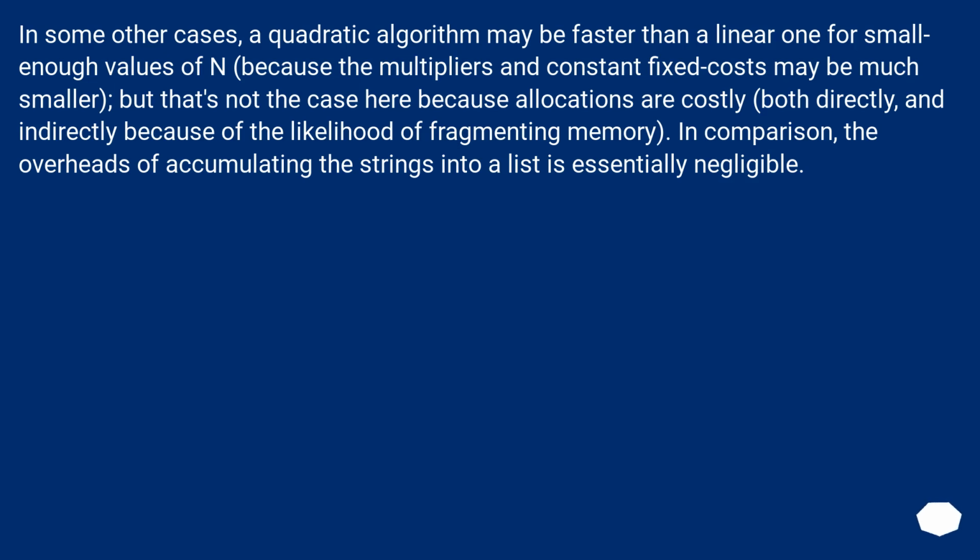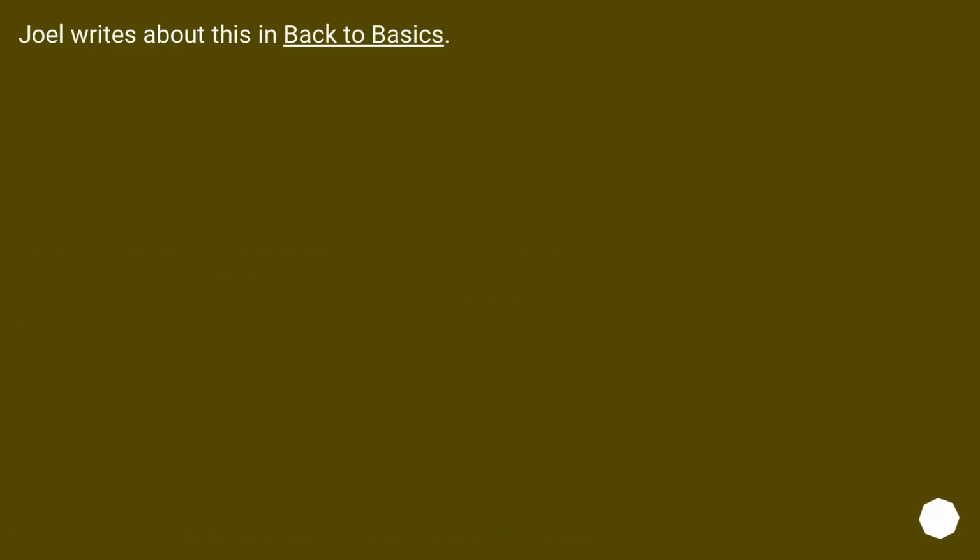In some other cases, a quadratic algorithm may be faster than a linear one for small enough values of n, because the multipliers and constant fixed costs may be much smaller. But that's not the case here because allocations are costly, both directly and indirectly because of the likelihood of fragmenting memory. In comparison, the overheads of accumulating the strings into a list is essentially negligible. Joel writes about this in Back to Basics.